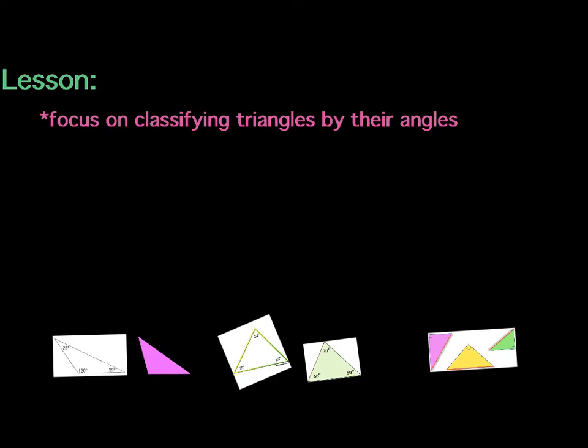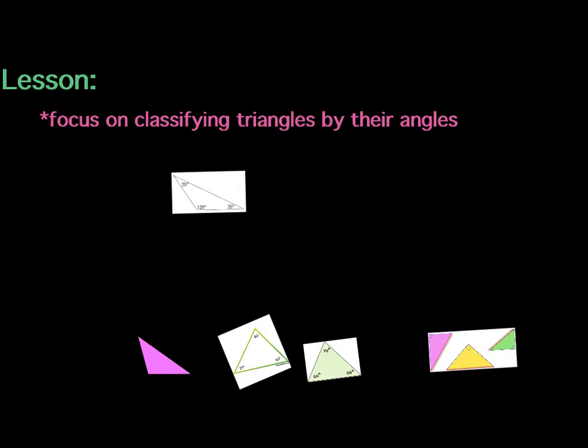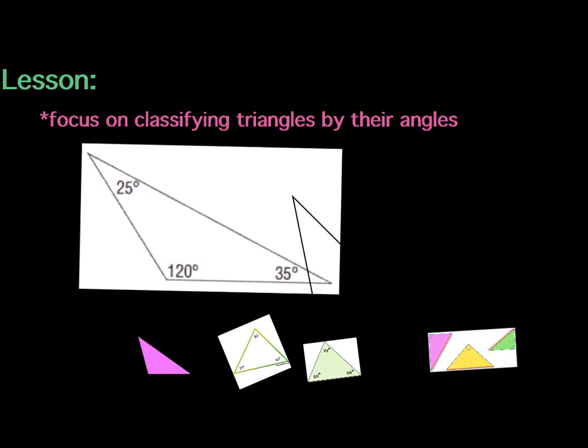So if you haven't quite figured out, in this lesson, we're going to focus on classifying triangles by their angles. I didn't quite mention that part, did I? So what I'm going to do is show you some pictures of some triangles, and we're going to talk about what kind of triangle it is and why. And usually that's going to be based on what kind of angles that triangle has. So let's take a look at the first triangle here.